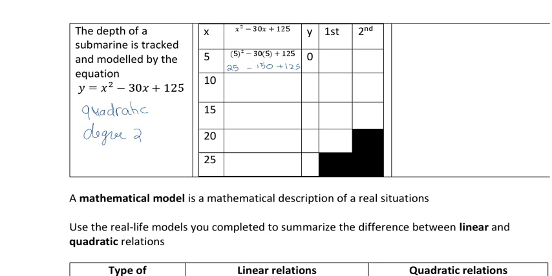100. So what did you do? 10 squared minus 30 times 10 plus 125. So that's 100 minus 300 plus 125. I don't think it's 100. What would it be? Anyone got the answer for this? Negative 75. So that's going to be 100 minus 300 plus 125.